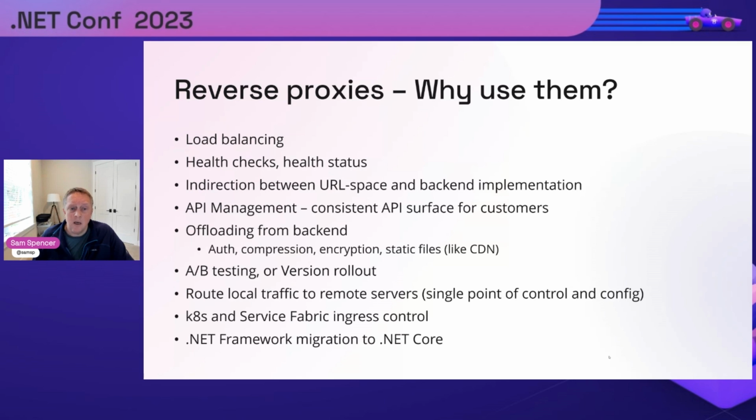Another common thing is doing indirection between the URL space that customers see publicly and how that's implemented at the back end. For instance, you may have a /customers URL, but in the end, at the back end, that's going to a different site, a different server named customers.whatever. And the URL can be transformed as it goes through the reverse proxy. It enables you to do API management, so if you're migrating, you can use the reverse proxy to morph from one API shape or surface to another.